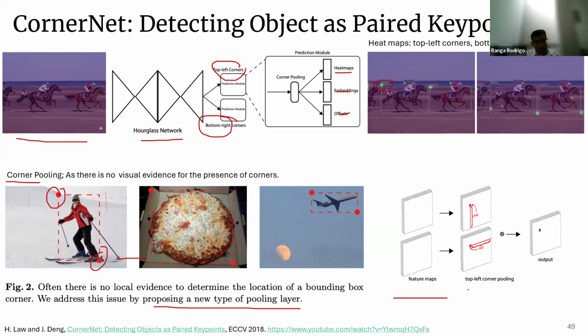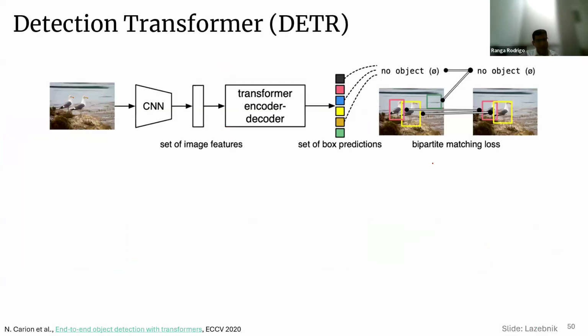So you have the feature maps, the top left corner pooling, and its output. I don't understand this too much actually. I didn't study this, but you can see the general idea of that. So it's a 2018 version.